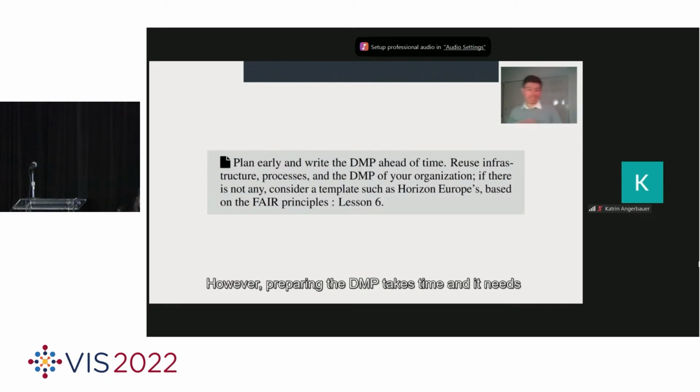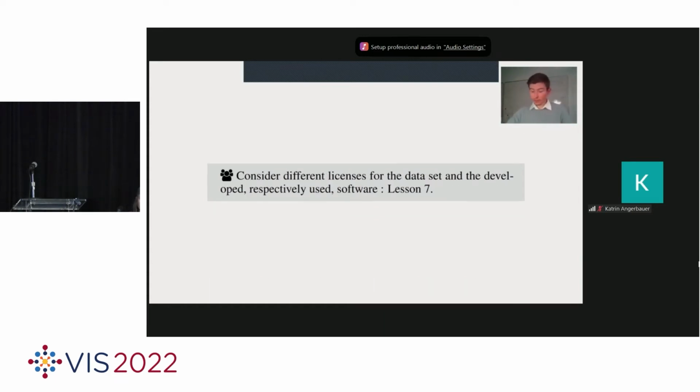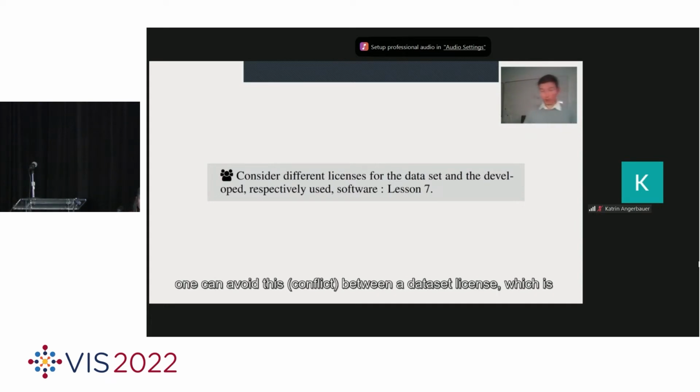However, preparing the DMP takes time, and research data management is often not done ahead of time, but more and more projects are requiring that. And therefore, using a template such as Horizon Europe, which is based on FAIR data, is a sensible and really useful thing to do here. And the FAIR data principles, of course, refer to findable, accessible, interoperable, and reusable data. And lesson 7 tackles the question of having a conflict in licenses, but using a structure as shown previously, one can avoid this between the data license, which is a Creative Commons, and any of the software licenses.